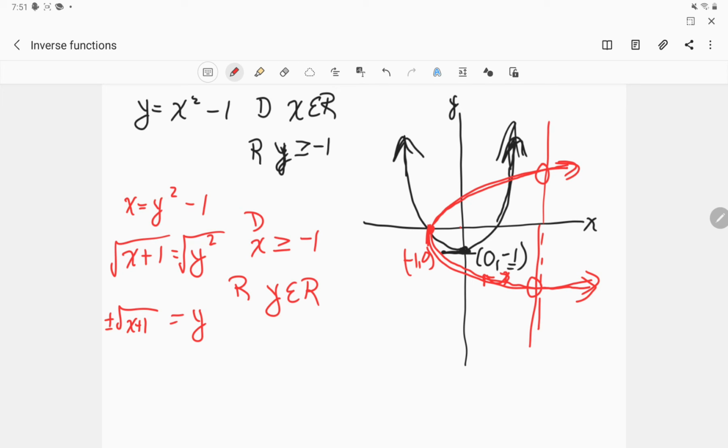Now, what I want you to notice, what they want you to notice by doing this example, is that when you look at the original, the domain is x is any real number, the range is y is greater than or equal to -1. When you look at the inverse, it's completely reversed. The domain is x is greater than or equal to -1, and it's the range this time that belongs to the set of any real number. So when we talk about inverse, the domain and range actually flip as well. All right.